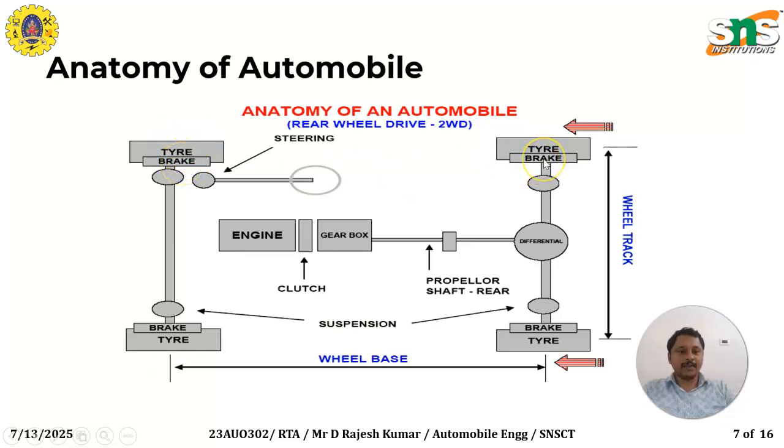All the tires are equipped with brakes. These brakes are controlled by means of a mechanism. The distance between the centers of two wheels is called the wheelbase, and the distance between the widths of the tires is the wheel track. This is how the automobile looks basically. This is the skeleton of the vehicle.